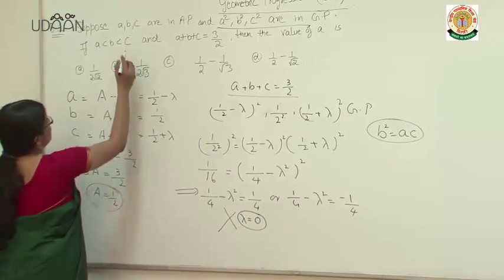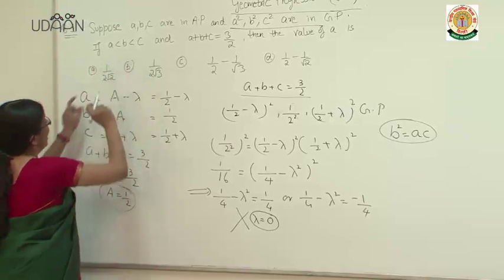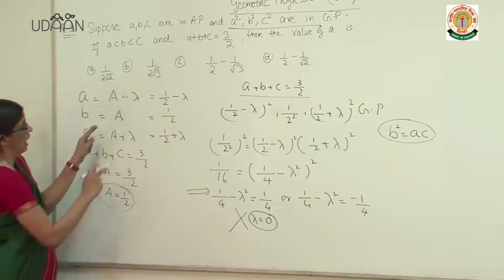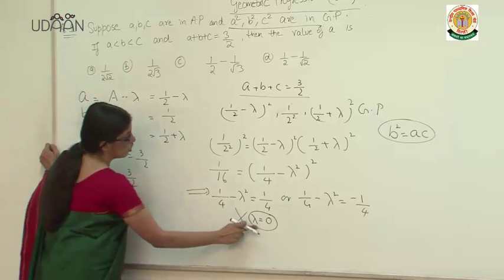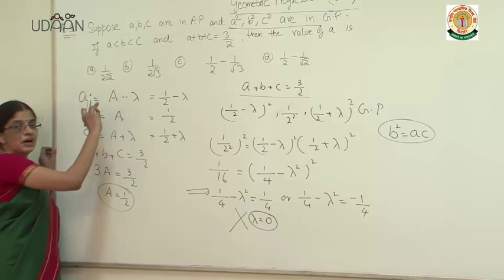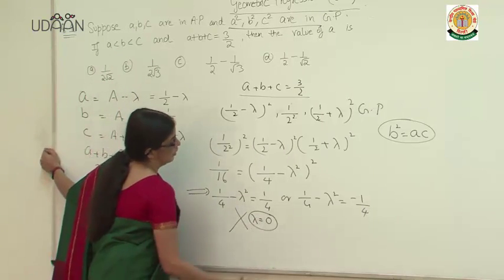Read the question. A, B, C are in AP and A less than B less than C. So lambda cannot be 0. When lambda, the common difference, is equal to 0, this condition will not be satisfied. So we reject this value of lambda.